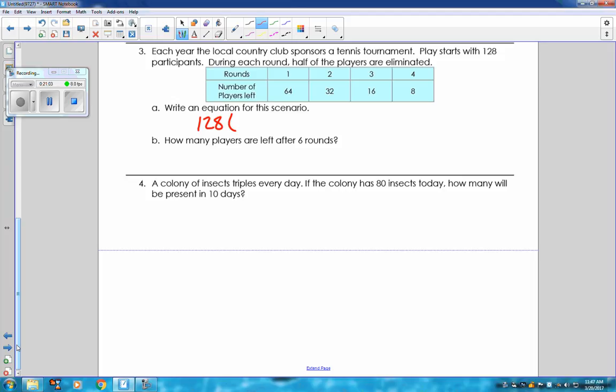Now, how do I find b? You take 16 and divide it by 32. What's 16 divided by 32? 0.5, which is 1/2. So my equation is y equals 128 times 1/2 to the x power.